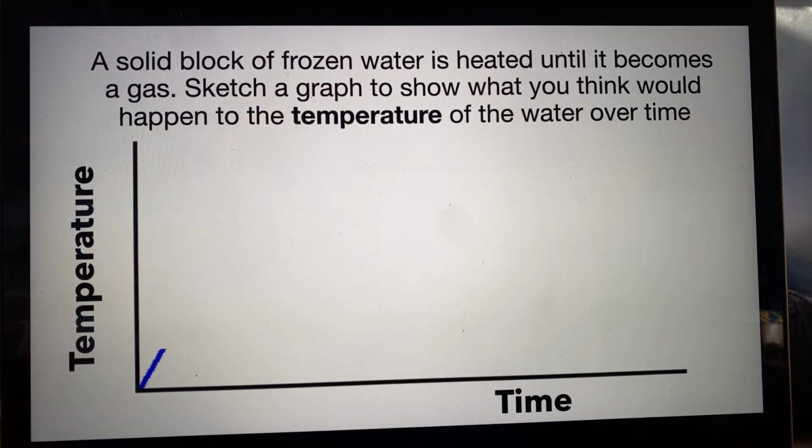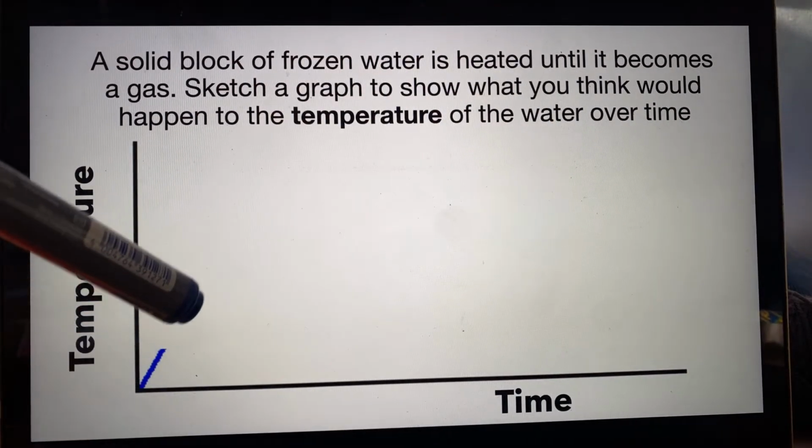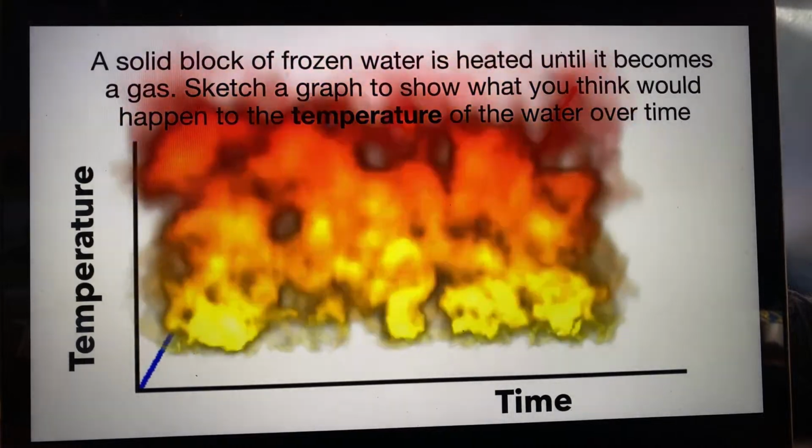So, what I was hoping that you would do, I don't want to rush you. What I was hoping you'd do is you'd just draw a straight line. Is that what you've done? Just draw a straight line. Time goes by, ice gets hotter and hotter, so I was hoping that you would just draw a straight line so that I could show you this and you could be like, what?